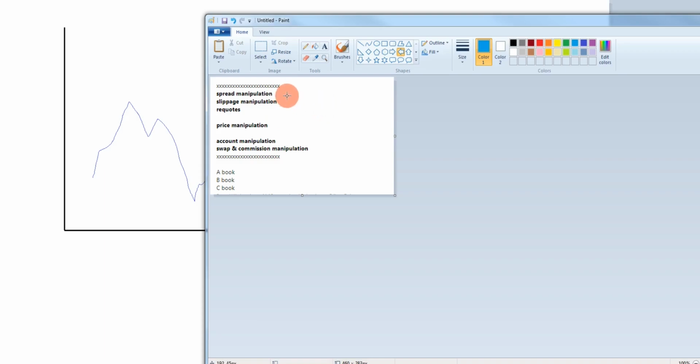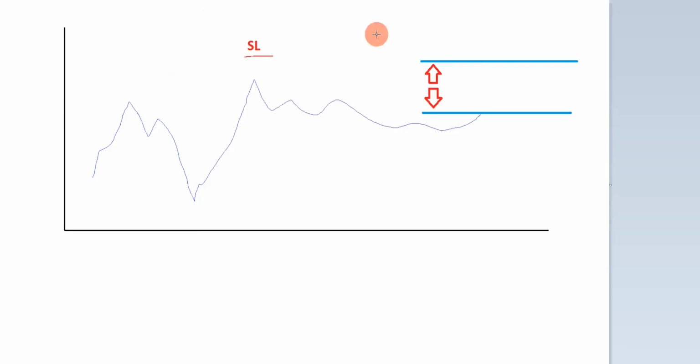Okay, spread manipulation. That's the first one. What are we talking about? We talk about the fact that suddenly the spread widens even though the actual market wasn't there. Let's say you have your stop loss here, and then let's say we come to 11 o'clock, the London fixing, and it's normal that spreads widen, but some really bad brokers, if you have your stop here, they're going to widen the spread even more in order to take out your stop, okay?